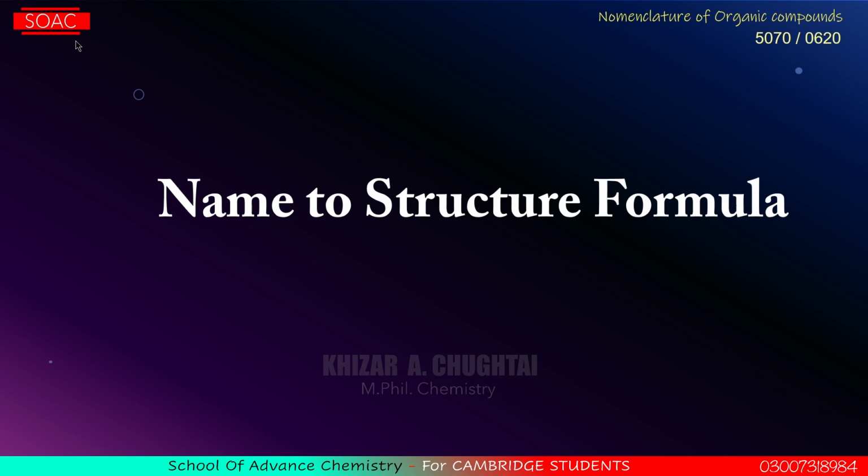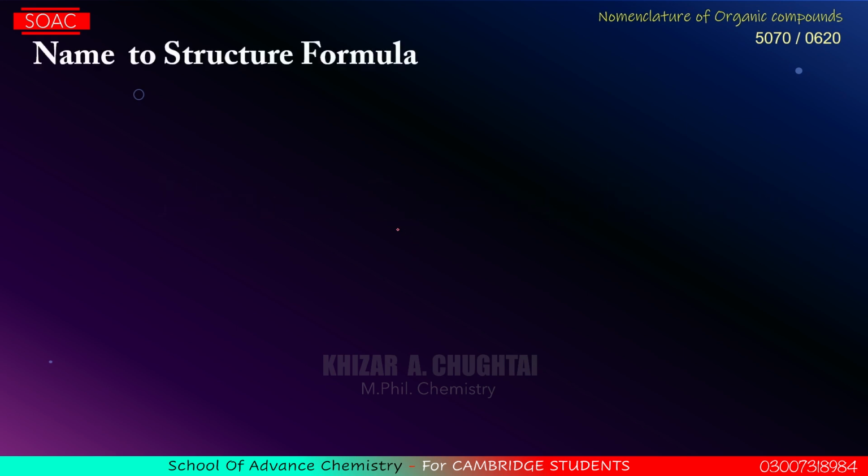Now come towards how to make the structure formula if the name is given. If the IUPAC name or the systematic name is given, how can we construct the structure formula of an organic compound from its name? Let's see over here. For example, I have the name, and the name is 2-methyl propane-1-ol, for example.